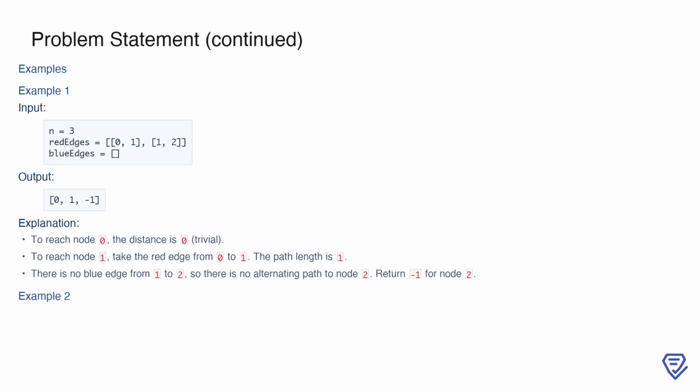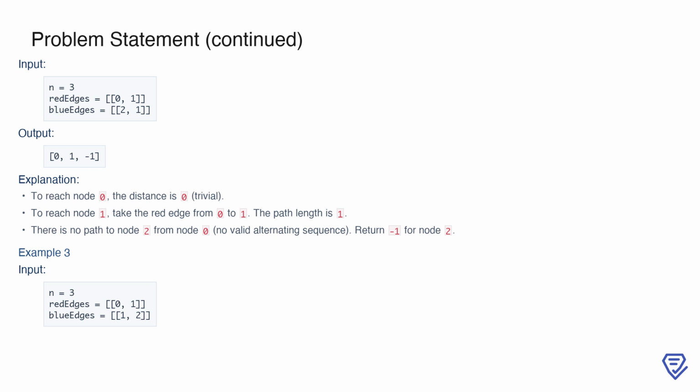In the first example, the graph has three nodes, and there are two red edges, one from node 0 to node 1 and another from node 1 to node 2. There are no blue edges in this case. The output is 0, 1, -1. Here's why: the distance to node 0 is 0 since it is the starting point. To reach node 1, you can take the red edge from 0 to 1, which gives a path length of 1. However, there is no valid alternating path to node 2 because there are no blue edges to continue from node 1. Therefore, the distance to node 2 is -1, indicating it's not reachable.